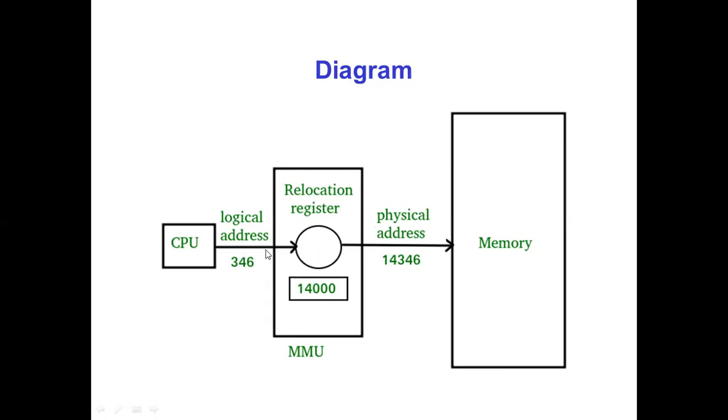As the logical address comes here, it is changing again. Now you can see here, this is the physical address, which changes to 14346. You can see 346 is the logical address, and this is the address of the register. Now what will be the physical address here? You add 346 and 14000, that gives 14346. This is the physical address. So logical address plus the address of the relocation register.